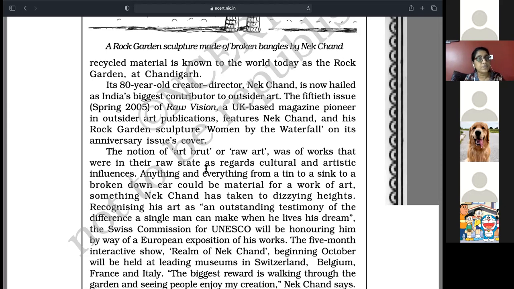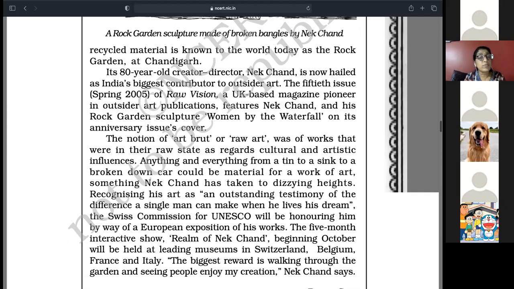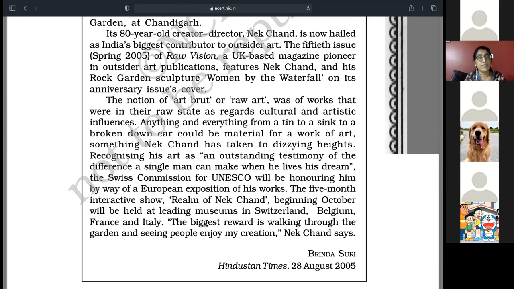The notion of art brut or raw art was of works that were in their raw state as regards cultural and artistic influences. Anything and everything from a tin to a sink to a broken down car could be material for a work of art, something Nek Chand has taken to dizzying heights. Dizzy usually means feeling giddy, dizziness, but here dizzying heights means unimaginable.